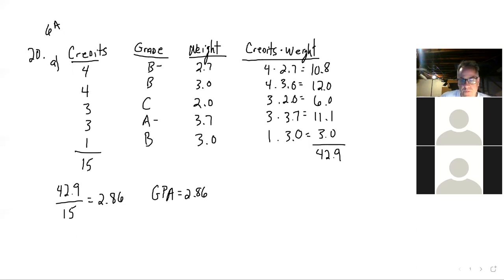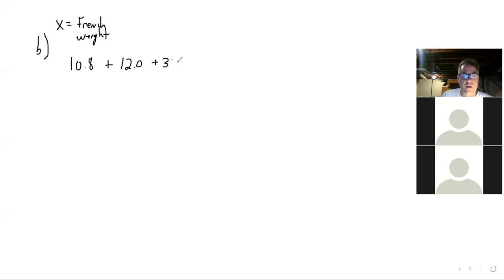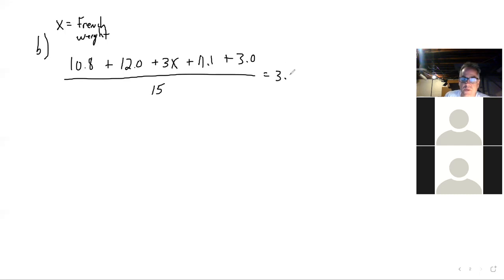So I'm just going to say 3 times whatever this value is going to end up being, the French weight. Then we had 11.1. That was what we got out of the geology with the A- at 3 credit hours. And then geology lab was 3.0. Now we're still dividing by 15. Now what we want this time is 3.05. Okay.